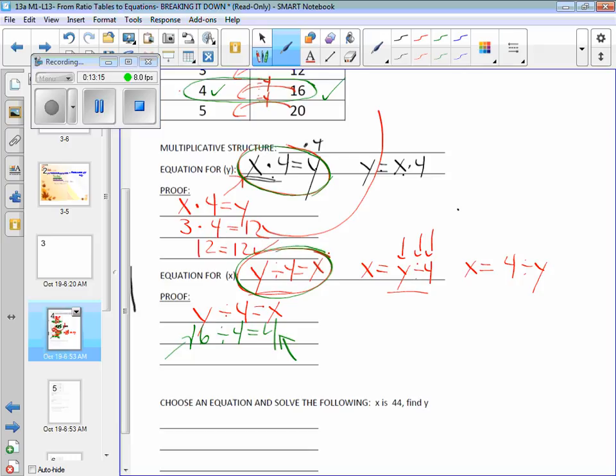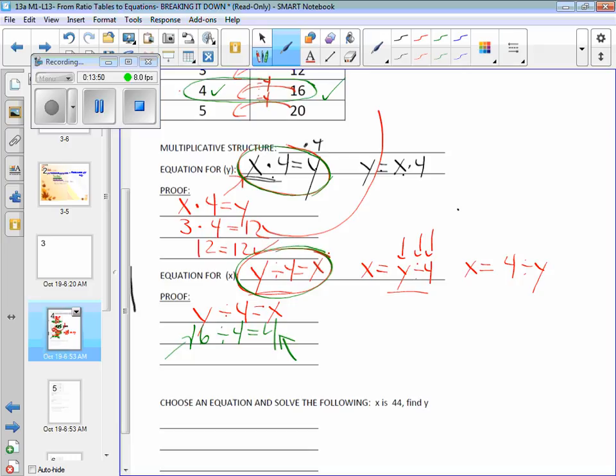Choose an equation and solve the following. They tell me that x is 44. That's my input. They want to know y. So let me ask you this: what am I trying to solve for? Am I solving for x or am I solving for y? Right. You're solving for y. I'm solving for y. Therefore, I need the equation for y. Which equation is for y? The first one or the second one? Be careful.